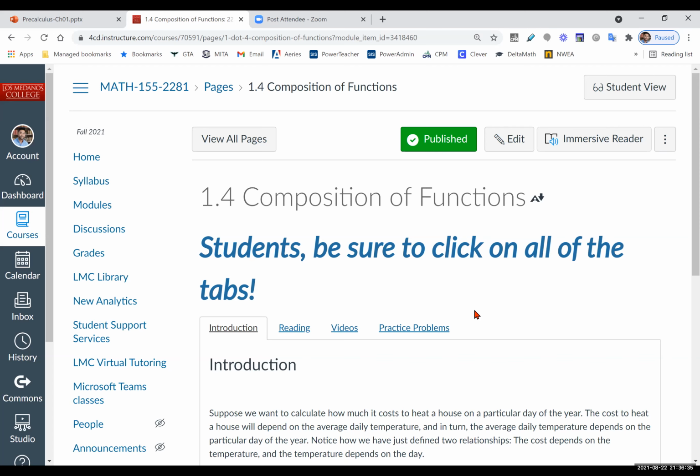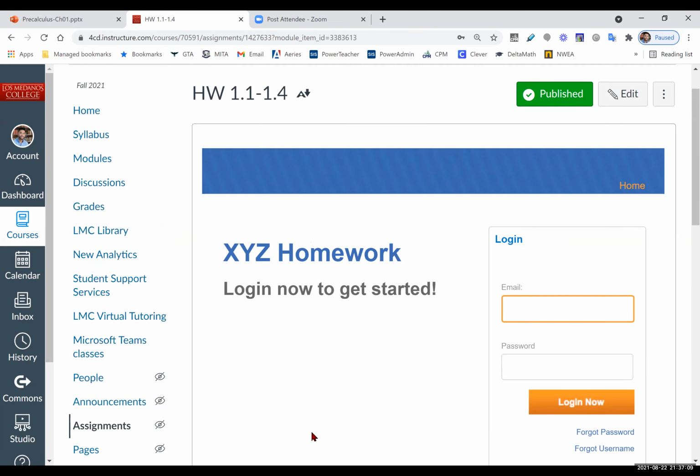And then I expect you to complete your homework assignment. This is your first homework assignment, and you're going to use the XYZ homework. You should create your account. I sent that to you. And for homework, I think there are 10 problems for each section. Those are good practice, especially for your quizzes and exams. Okay, so this is what we're going to finish for the whole week, 1.1 up to 1.4. And on Sunday, your first homework is 1.1, this XYZ homework. Okay, let's start the lecture.